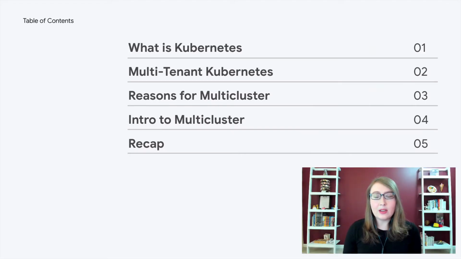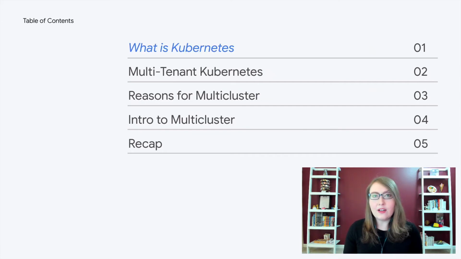So today I'm going to go over a baseline of what is Kubernetes and why we are talking about it. Then we're going to talk about multi-tenant single cluster Kubernetes architectures, and the limitations of those, and thus the reasons for multi-cluster architectures in Kubernetes. Then we're going to do a little bit of an introduction to what capabilities exist for Kubernetes multi-cluster architectures today. And then we'll recap everything to make sure that you've got it.